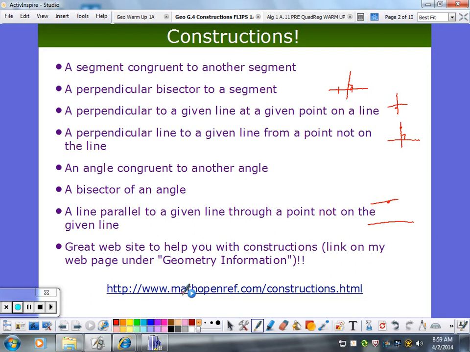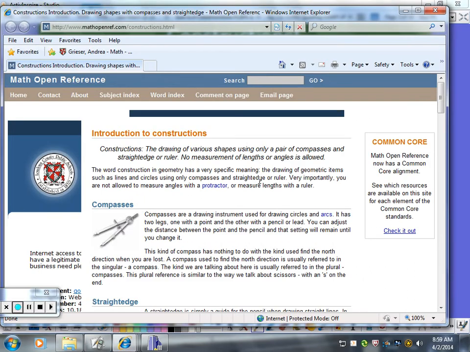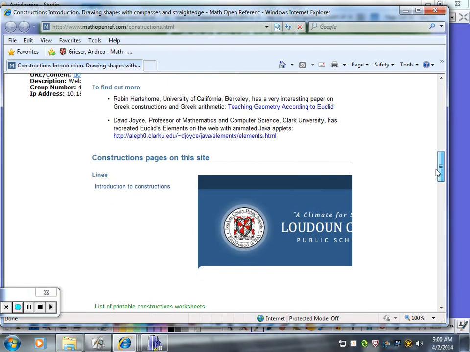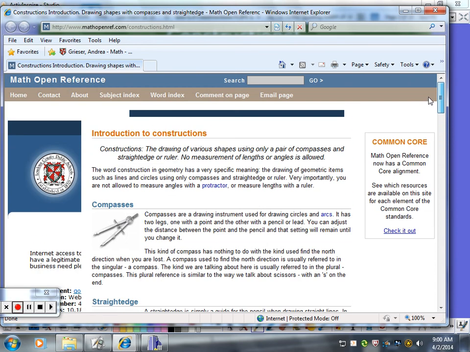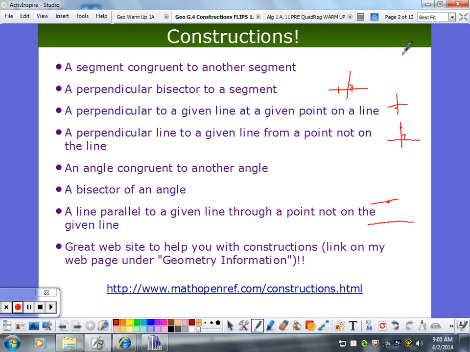Now there is a really good website here. Remember, this is all posted on my website, so if you ever want to get to this website, go to the class summary page, open the flip charts, and go to this website. I believe I have it up already, because it really does go through step by step how to do all these different constructions. So I'll leave that there just so that we know that.